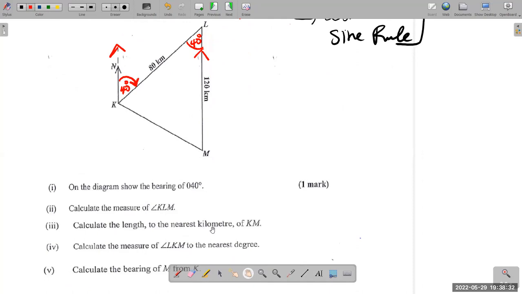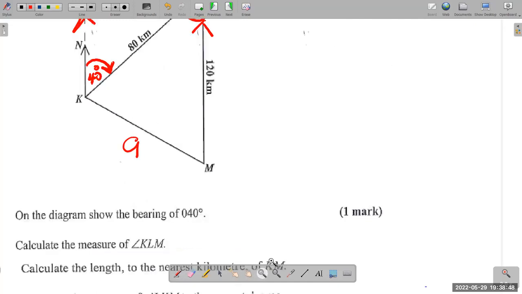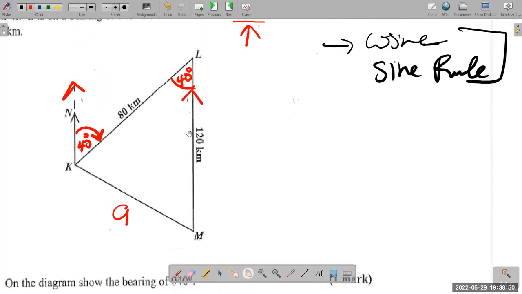Calculate the length to the nearest kilometer. That means you need a whole number. Anytime they say to the nearest degree, the nearest centimeter, the nearest kilometer, they want a whole number. So what are we looking for? KM. Where is KM? So let's call this A. I want you to look at this diagram and tell me what law we're going to use. Is it cosine or sine?